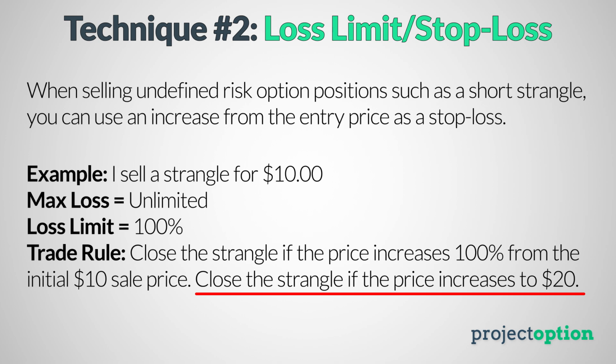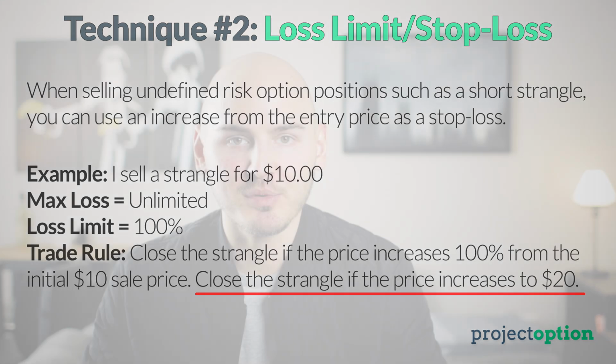So in other words, if I sold a strangle for $10 and the market moves up or down and that strangle's price increases to $20, that means the increase was 100% from my entry price, and therefore I have experienced a 100% loss relative to the premium received when entering the trade. And therefore, since that was my loss limit before entering the trade, I'm going to close the strangle for $20 and I'm going to move on to the next trade. I'm not going to think twice about it.